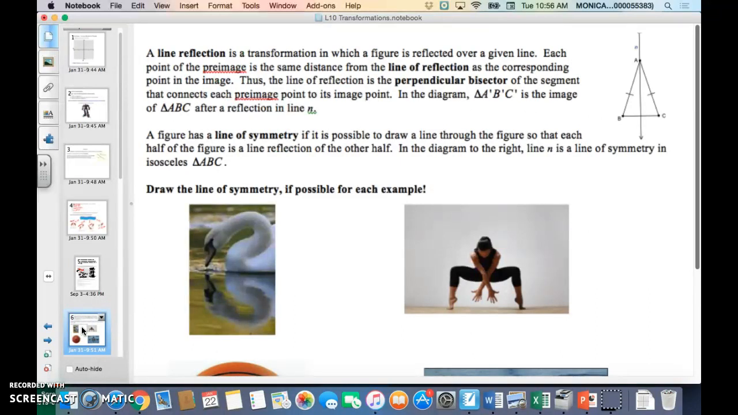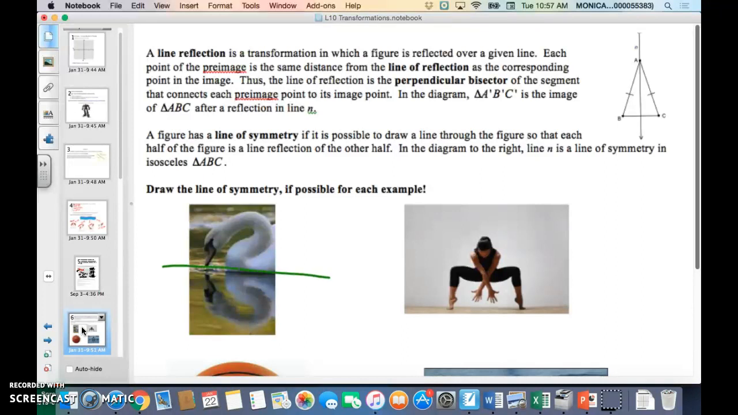And all reflections actually have a line of reflection. In many cases we're going to talk about the x-axis and the y-axis as being our lines of reflection. But it's basically the middle line in any figure. So it kind of separates the pre-image from the image. And if we're looking at the swan, there would be a line of symmetry right here.